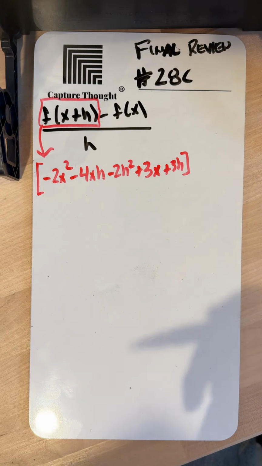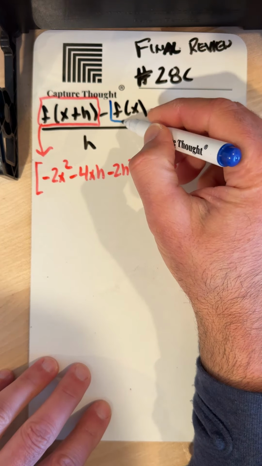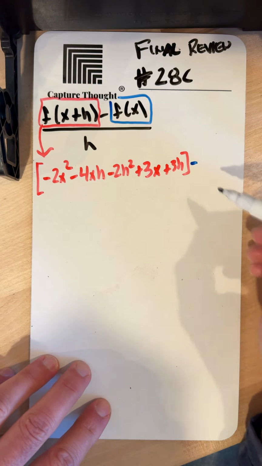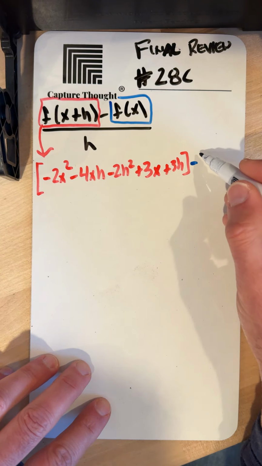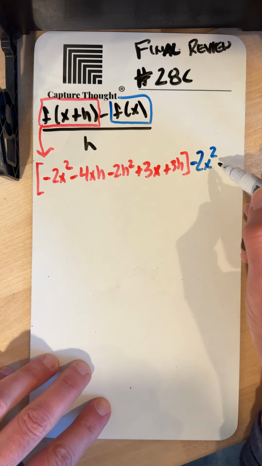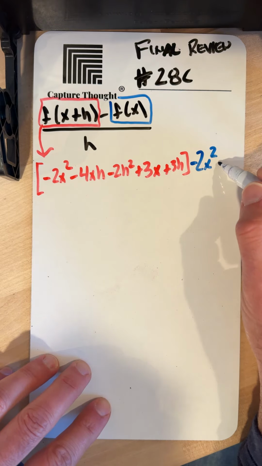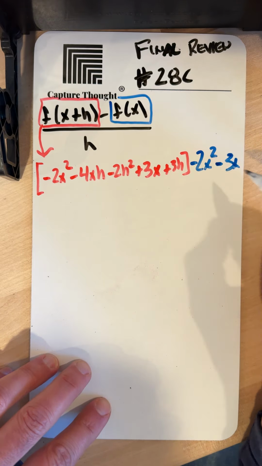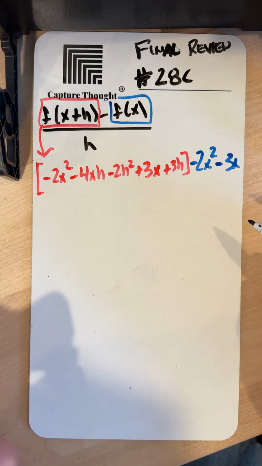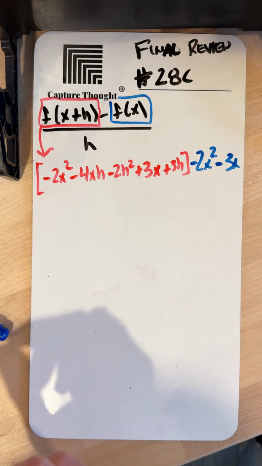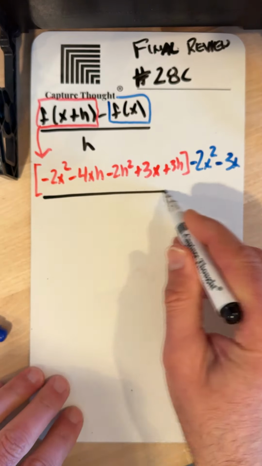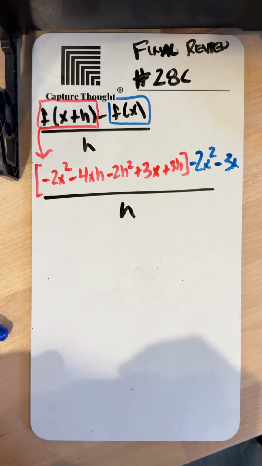So then I'm going to subtract off f of x. I'm going to go ahead and do that in blue for you so you can see the difference. So subtracting off f of x is a minus 2x squared. And then this is all subtracted, so I'm going to do a minus 3x. I just distributed that minus sign once right there so you guys can see it. And then I'm going to divide all of that by h because it says to divide by h.